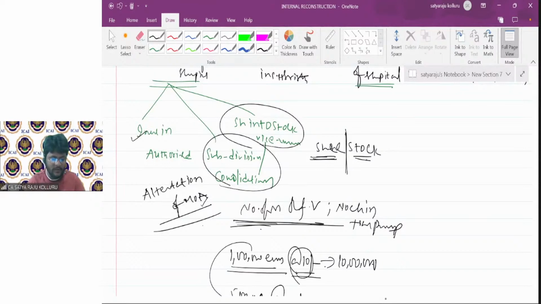Let me check the query box. Sir, what is the benefit of doing subdivision and consolidation of shares in internal reconstruction? What is the advantage, no?